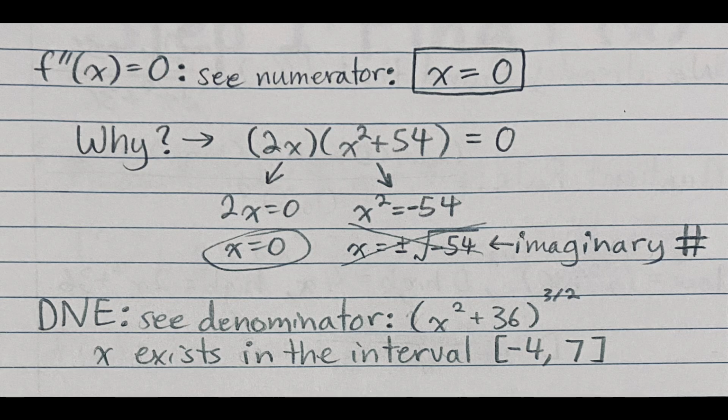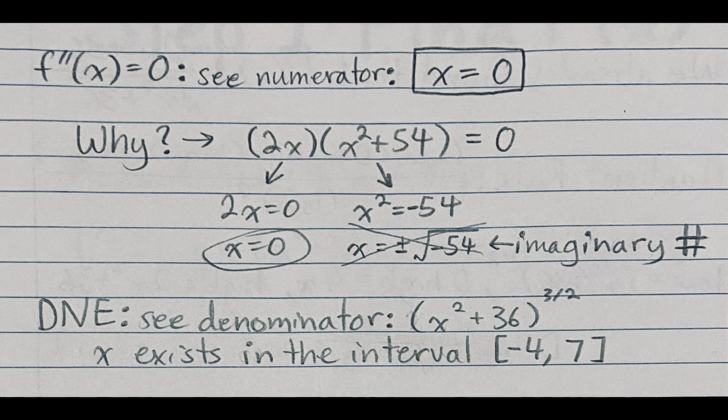So if we look at the numerator, we can see that x equals 0. And why is that? Well, we can use the zero product property to find the x values individually. So the first factor was 2x, so I set that equal to 0, and I found that x equals 0. And for the next factor, I got x squared equals -54, and when you take the square root of both sides, you get x equals square root of a negative number, which is, again, imaginary.